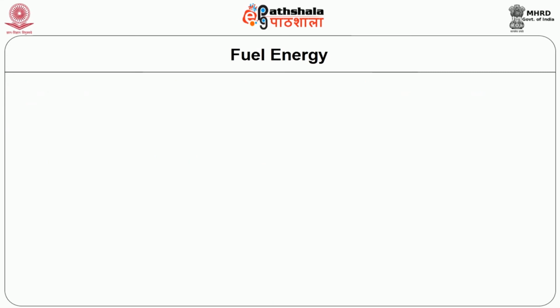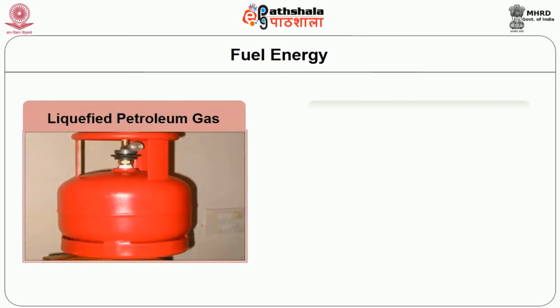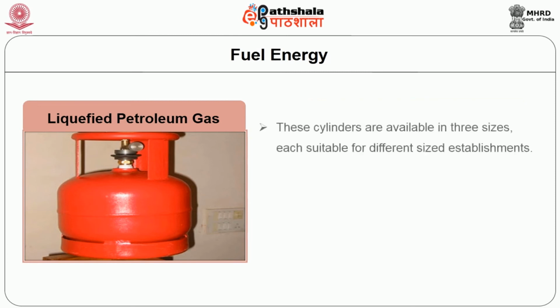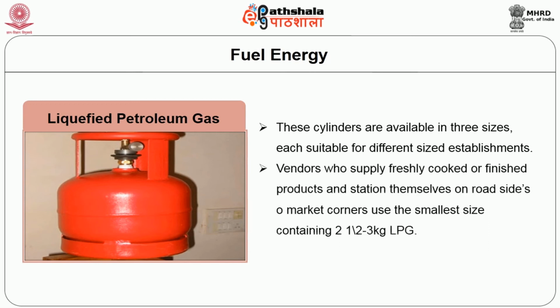Liquefied petroleum gas. There are 2 types of fuels commonly used for food production: liquefied petroleum gas and electricity. In small sized establishments, at least 2 cylinders are kept for future use. LPG cylinders are available in 3 sizes, each suitable for different sized establishments. Vendors who supply freshly cooked or finished products and station themselves on roadsides and market corners use the smallest size containing 2 to 3 kg LPG.